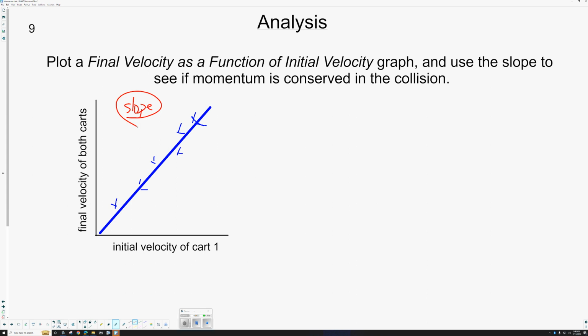Sometimes there's some value in looking at that number to see how good the data is, but we're not going to actually use that number in any calculation. So you want to display the equation, and you want to use the slope of that equation. And then, what are we going to do with that slope?